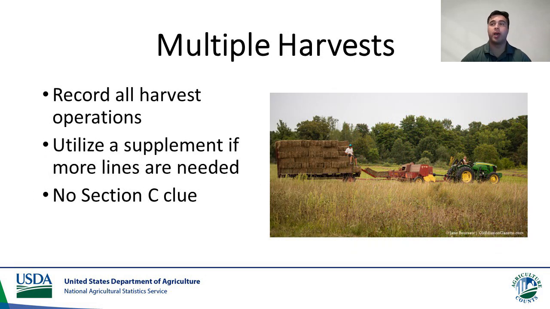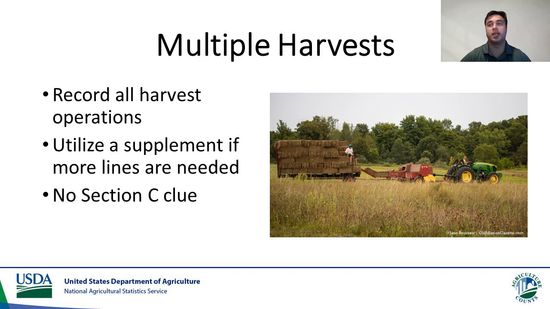As is very common with hay, some crops can be harvested multiple times through the growing year. In addition to recording any tilling, planting, or cultivating, you will want to record all harvesting operations that occurred in that cropping year. If hay was harvested 3 times that year, 3 lines in the table would be dedicated to harvest operations. If you run out of lines in the questionnaire, you can utilize a supplement sheet.